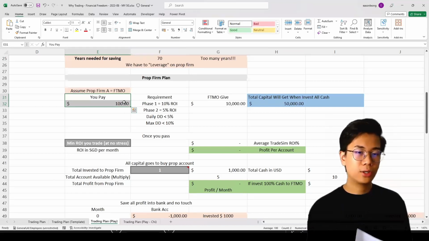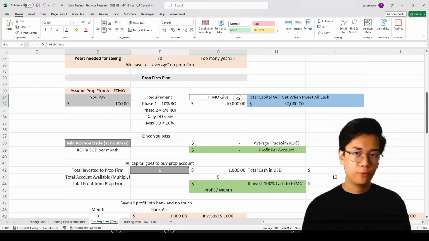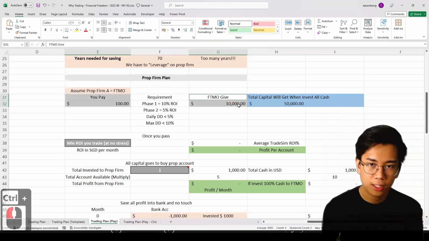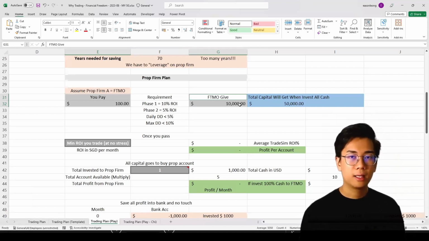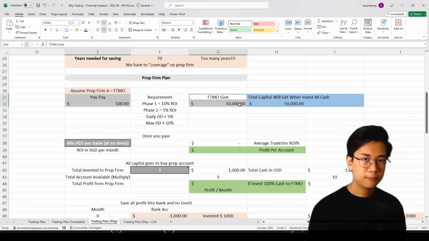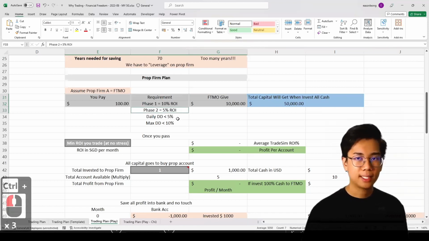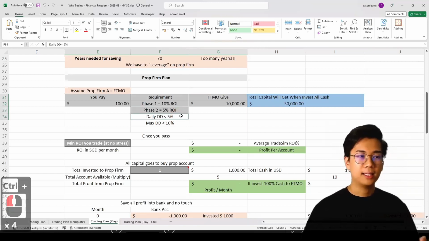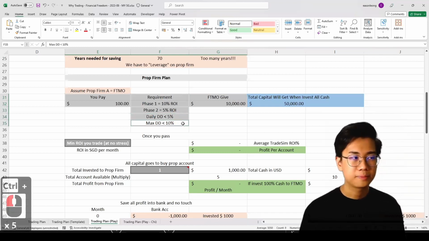And with this $100 deposit, the investor will give you $10,000 to trade, with a certain requirement. The requirement is, first month, you have to profit 10%. Second month, you have to profit 5%. And the rule is you cannot lose more than 5% in a day. And on the entire account, you cannot lose more than 10%.